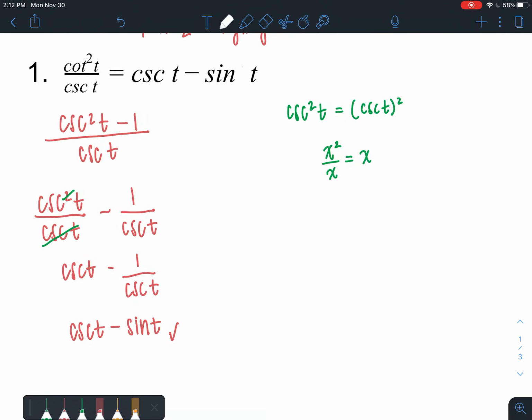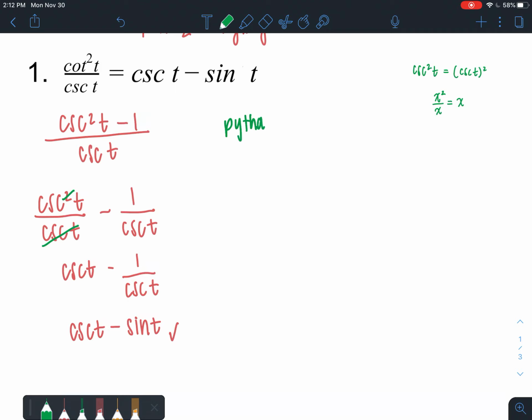All right, as our problems get longer, more and more we're going to want to keep checking where we're headed for our goal. So here we used a Pythagorean. Here we used just simplification.